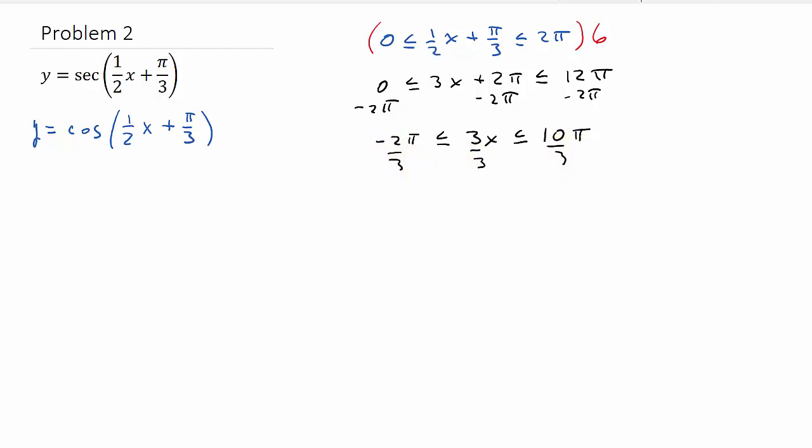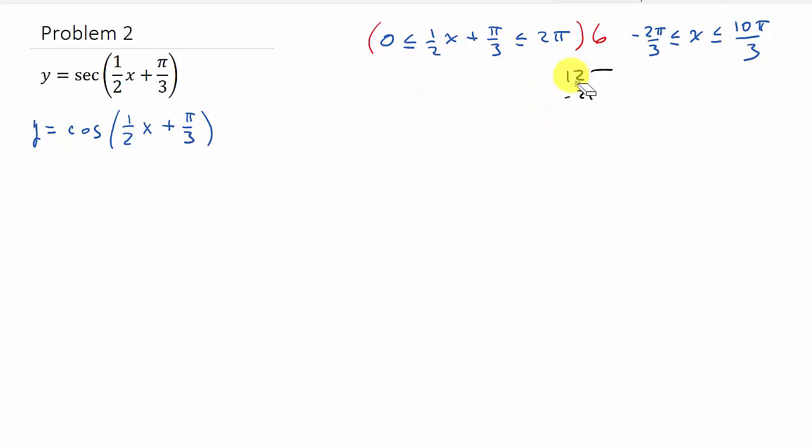And so I'm going to write it up here. That's going to give us negative 2 pi over 3 less than or equal to x less than or equal to 10 pi over 3. Okay. So that's the interval that we're going to graph it over. And your teacher might ask you for the phase shift. There's your phase shift right there. And to get the period, you can do this value minus this value, and that'll give you the period.